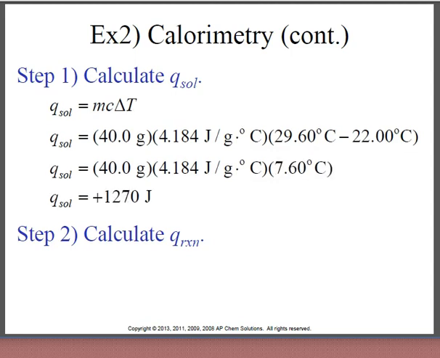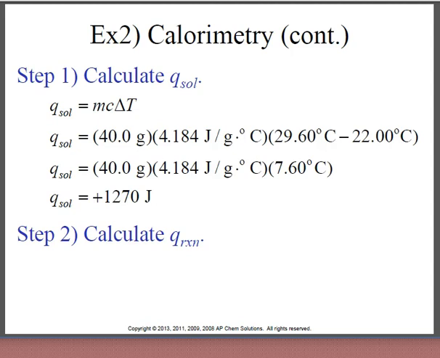And we find that the heat of the solution is positive 1,270 joules. That means the solution gained that heat, right? Because the temperature went up. But where did that heat come from? It had to come from somewhere. In this case, it came from the reaction.